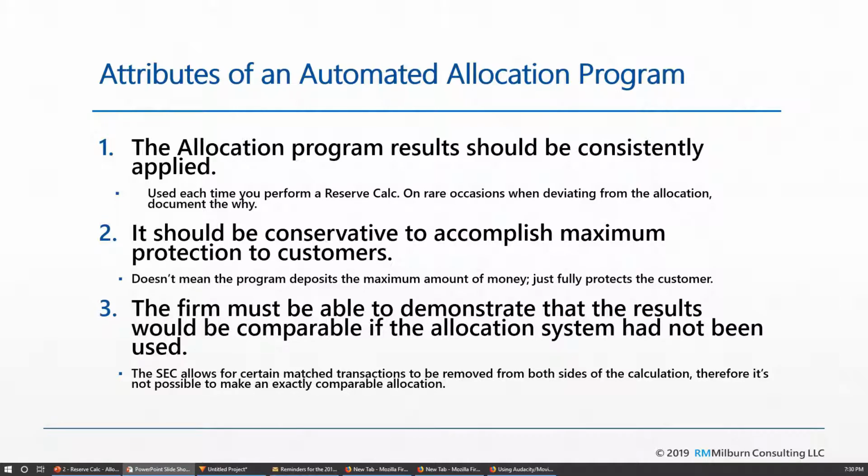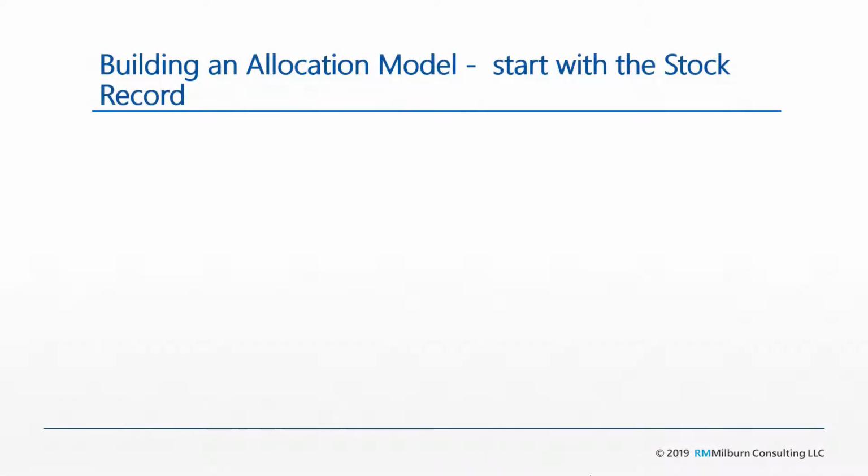First one is that if you're going to do this, then the result should be consistently applied. And you're going to use it each time you perform a reserve calc. On rare occasions, when you're deviating from the allocation, you should document the why. Now, if you're using an automated allocation program, it should be conservative to accomplish the maximum protection to customers. Now, that doesn't mean that the program deposits the maximum amount of money, just that the customers are fully protected. Finally, you have to demonstrate that the reserve calculation would be comparable as if you had manually performed the calculation by hand.